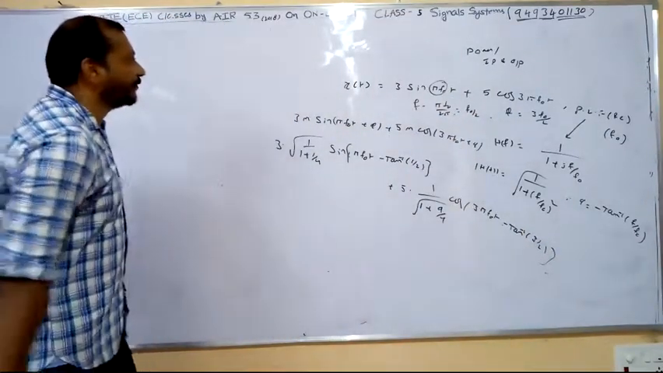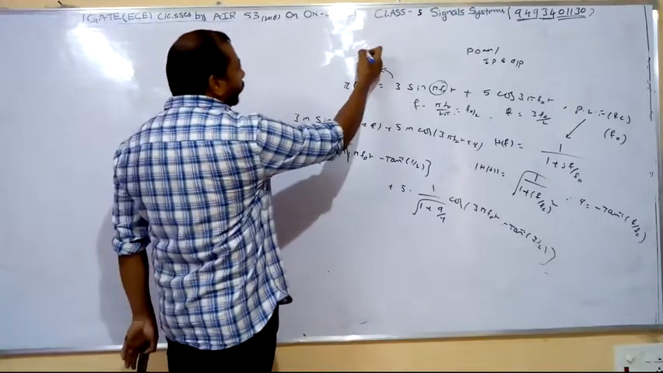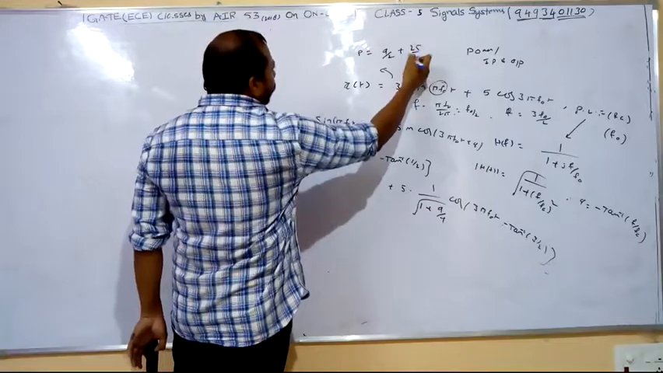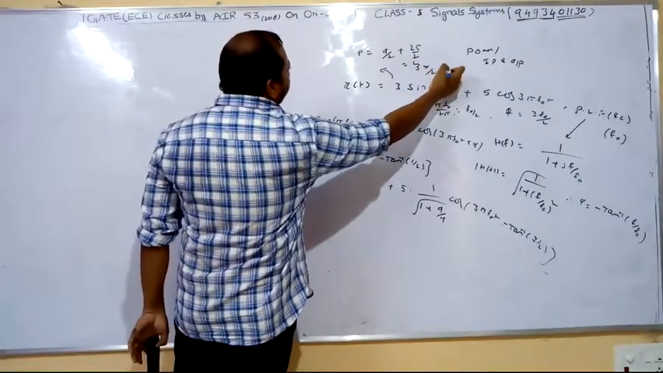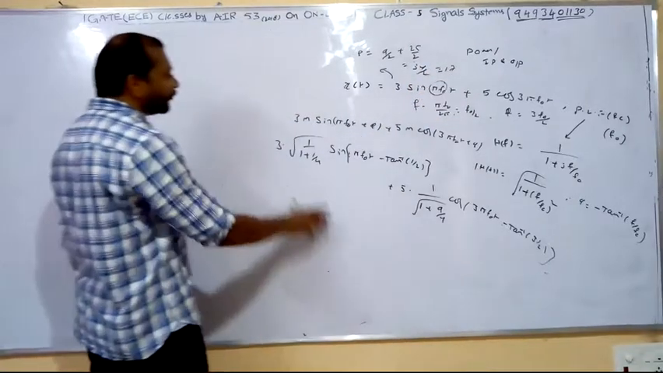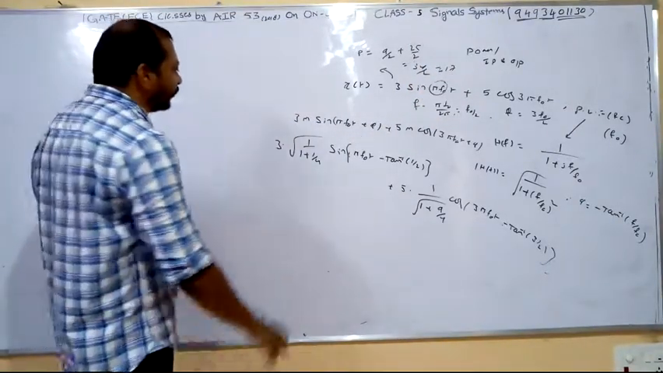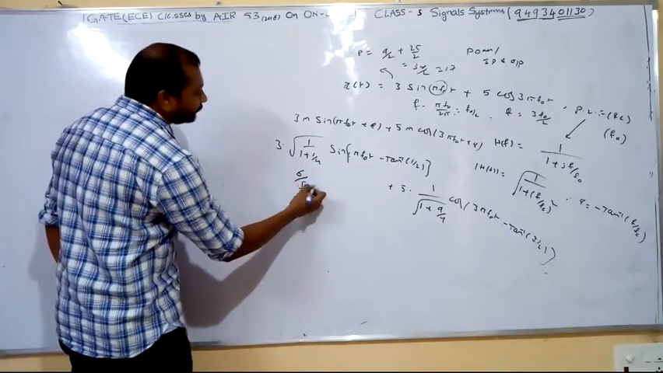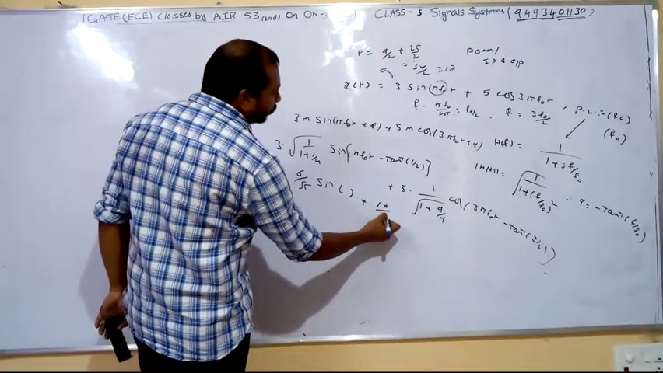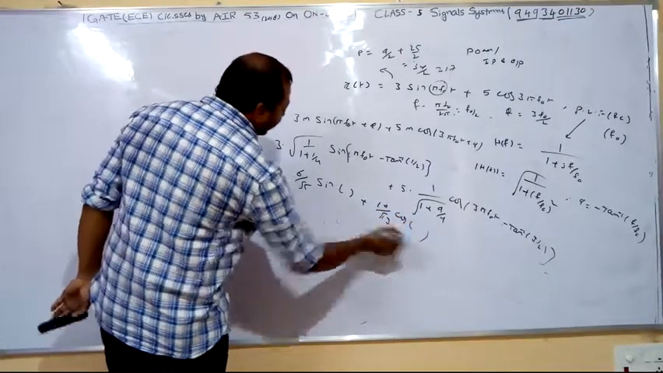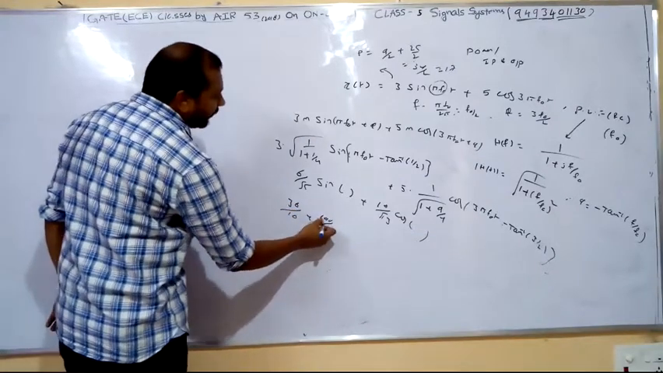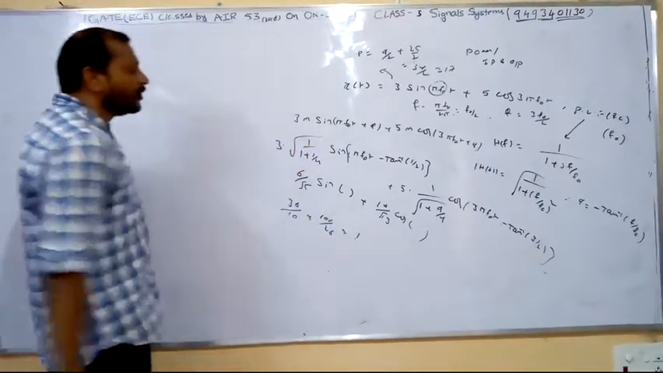What is the power of the input signal here? Power of the input signal is simply A square by 2: 9 by 2 plus 25 by 2, which is equal to 34 by 2, whose value is equal to 17. Now here also, after doing the simplification, this value will become 6 by root 5 into sine of something plus 10 divided by root 13 into cos of something. From this, power is equal to simply A square by 2: 36 divided by 10 plus 100 divided by 26. Whatever answer you get will be the final output power.